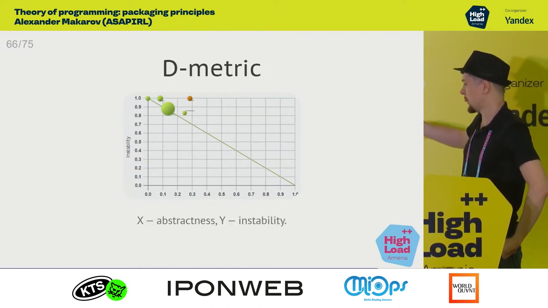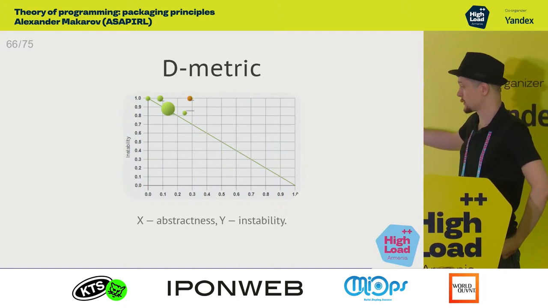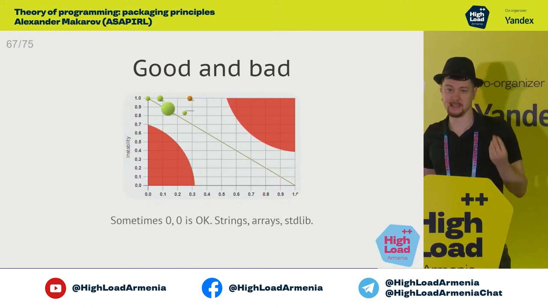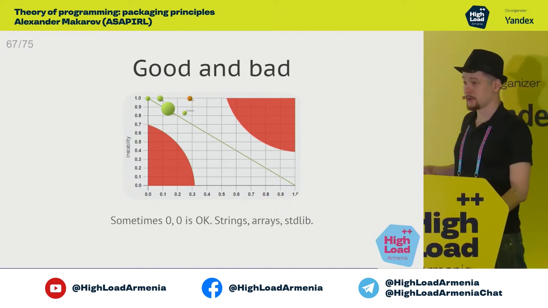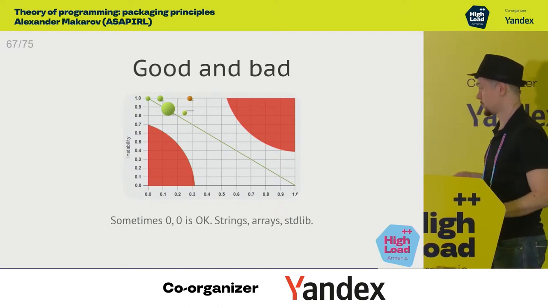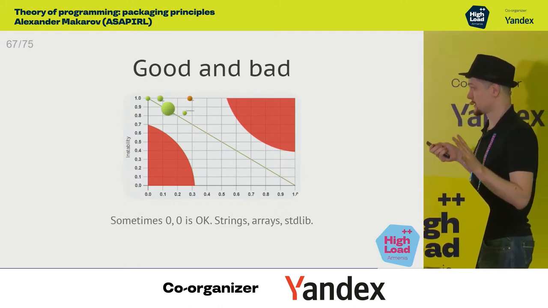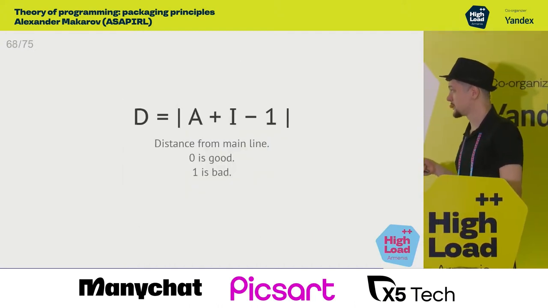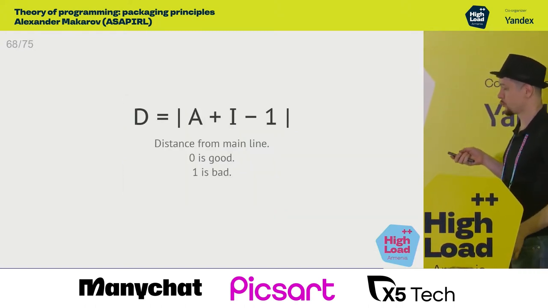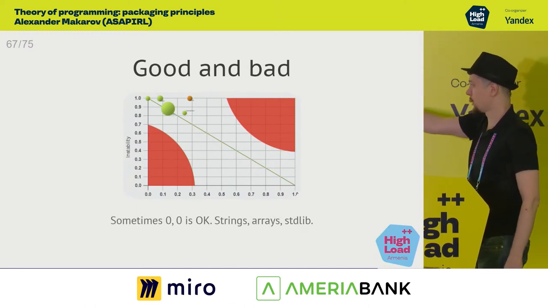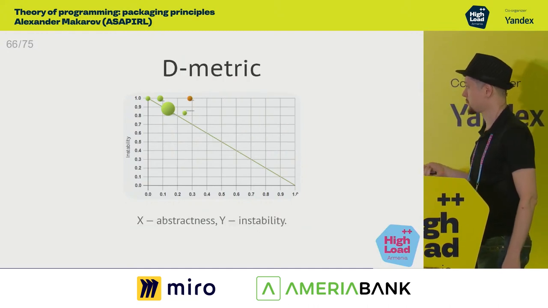That's totally stable and totally concrete. Examples of these are libraries like strings, arrays, or stdlib in C. So these are totally, totally concrete. These are not easy to change because these are used too much and now no one will change them. But that's an exception. Usually that goes into the bad things. So this distance from the main line, again, 0 is good, 1 is bad. So here 0 is on the green line and 1 goes somewhere in the red area.